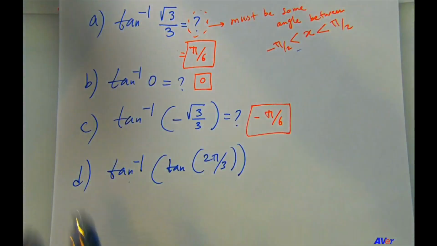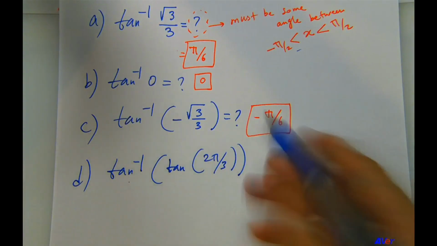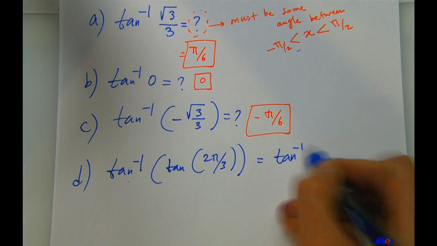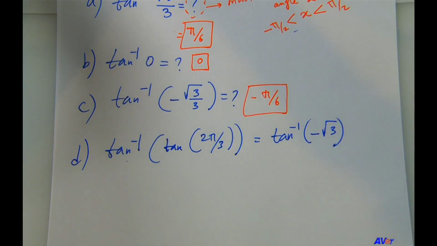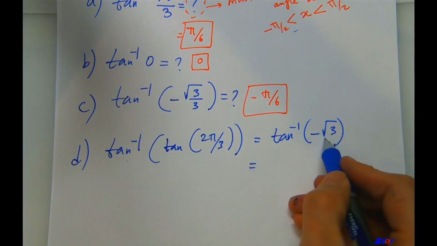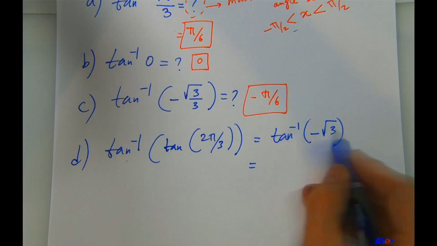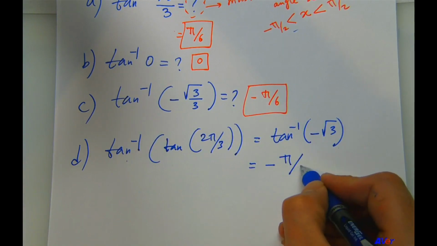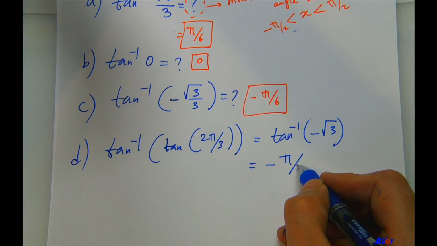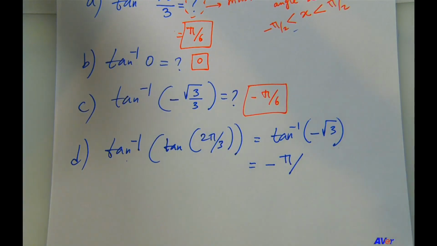And because we're in the second quadrant, this would be equal to inverse tangent of minus square root of 3. And of course, that's the angle we're looking for, because it's inverse tangent of that. We're in the second quadrant, so it's minus pi over, tangent of what angle is, let's see, pi over 3, yes, so minus pi over 3 for that.